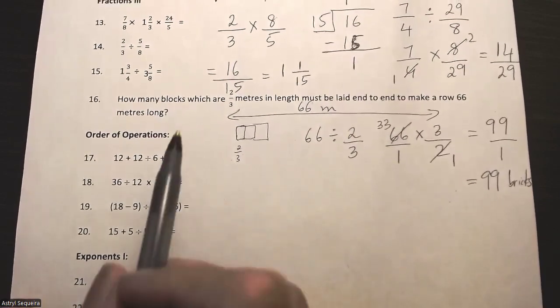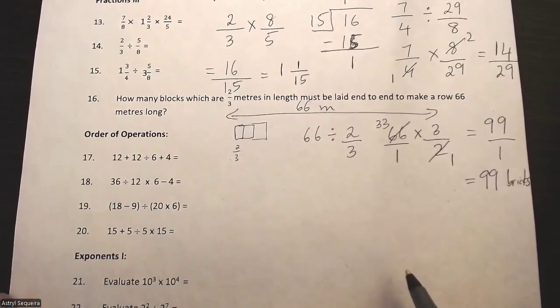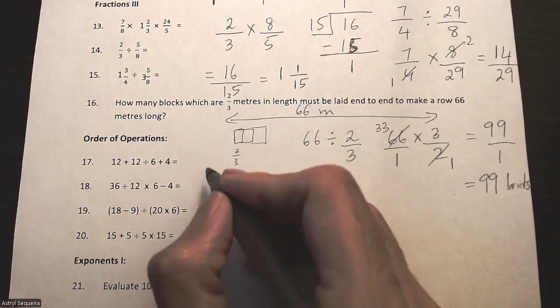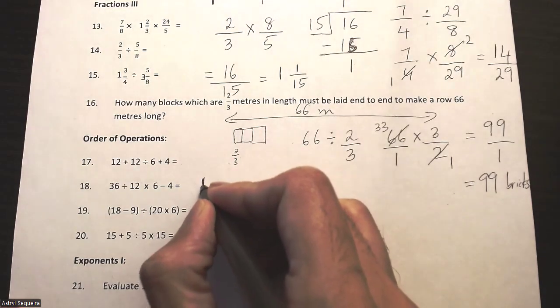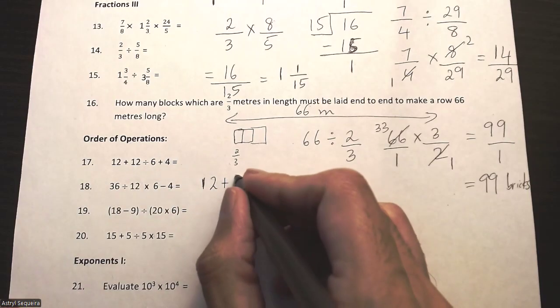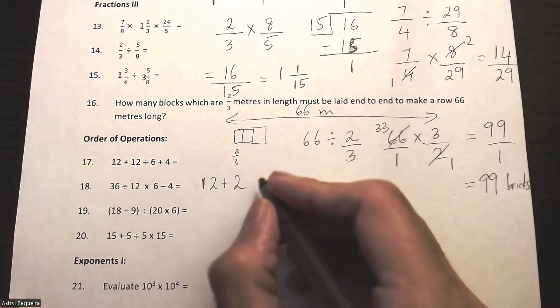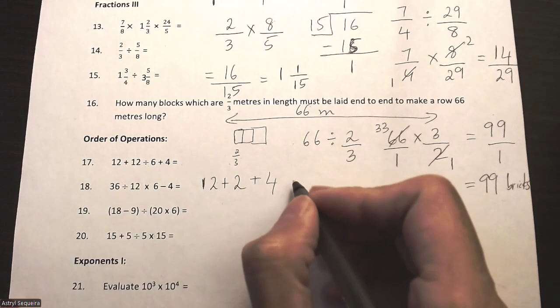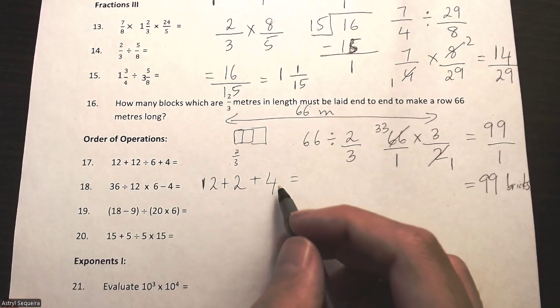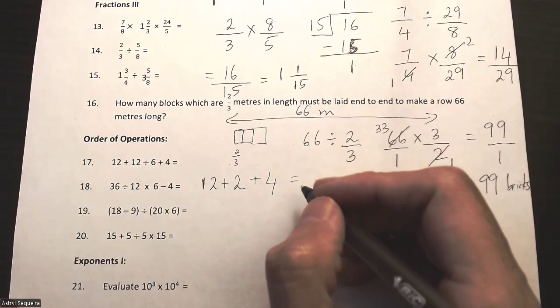So let's start with this first problem over here, 17. I'm going to do the division first because that's going to come first. So I have 12 plus 12 divided by 6 is just 2, and then plus 4. Then I can do all these three additions together. So 12 plus 2 is 14, 14 plus 4 is 18.